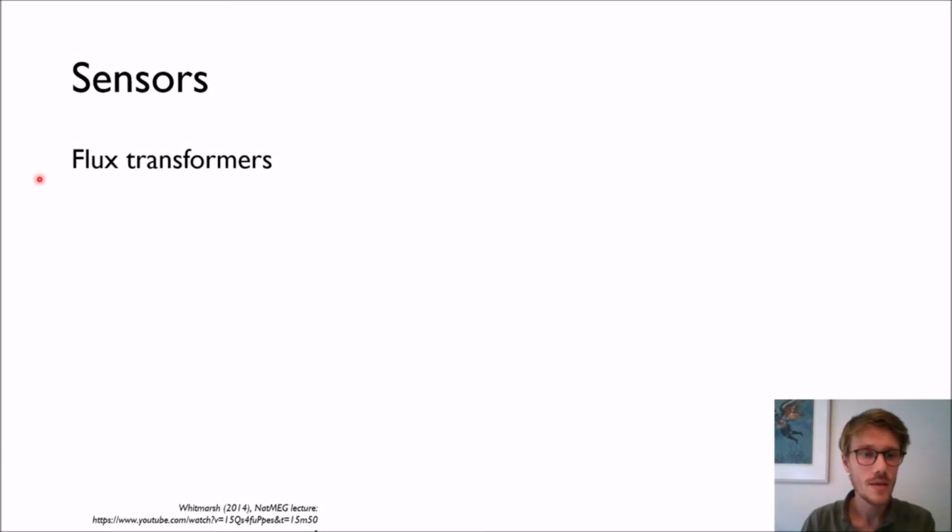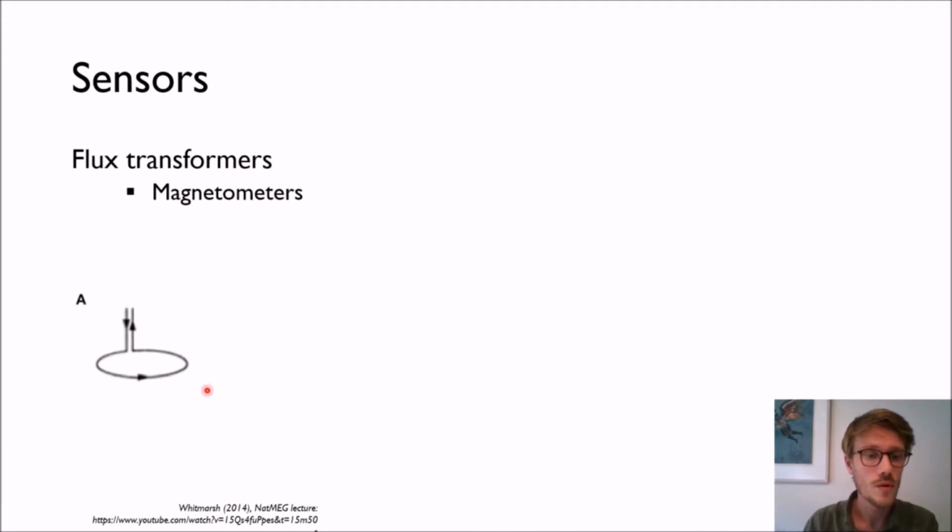As said, there are three common types of flux transformers. The first one is the magnetometer. It's the most simple design. It consists of a single coil like this, and whatever the single coil picks up is being transmitted to the SQUIDs. Now, because it consists of a single coil, it also makes it more susceptible to noise from outside sources or sources that are further away from the sensor.